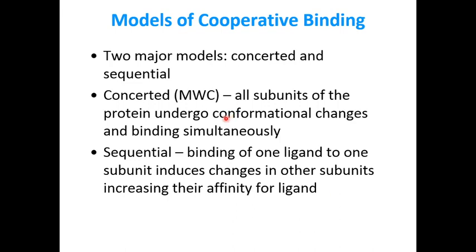The first model, which is a concerted model, says that all subunits of the protein undergo conformational changes and binding simultaneously, which means at the same time. The second model, called a sequential model, suggests that binding of one ligand to one subunit induces changes in other subunits, thereby increasing their affinity for a ligand.